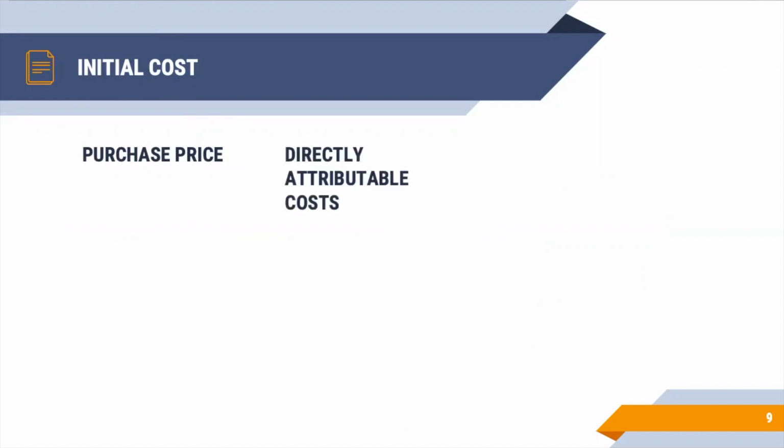So what comprise the initial cost of a property, plant, or equipment? There are three components in the initial cost of PPE. First, the purchase price. Second, directly attributable costs. And third, estimated costs of dismantling.